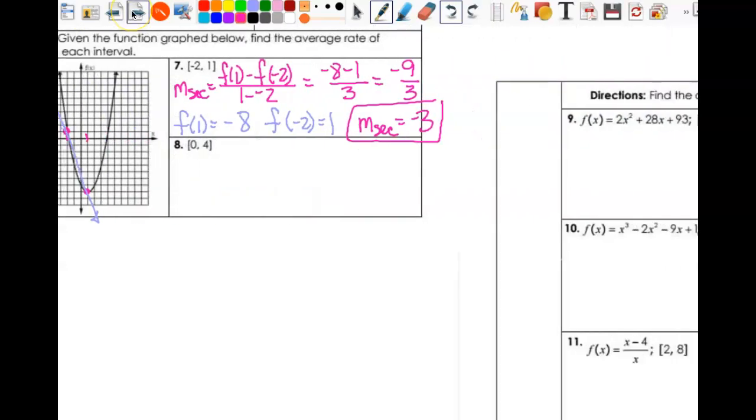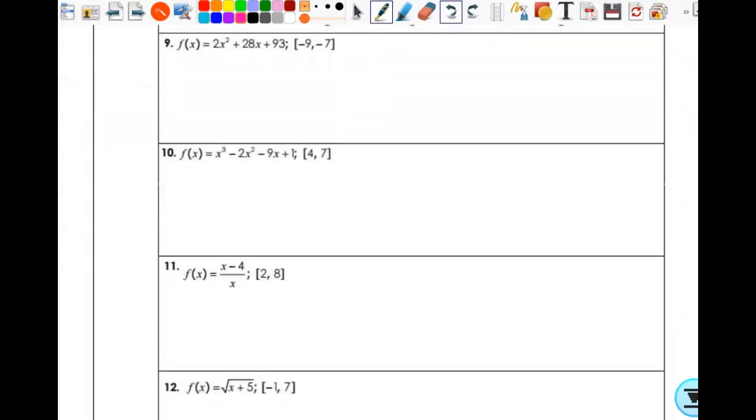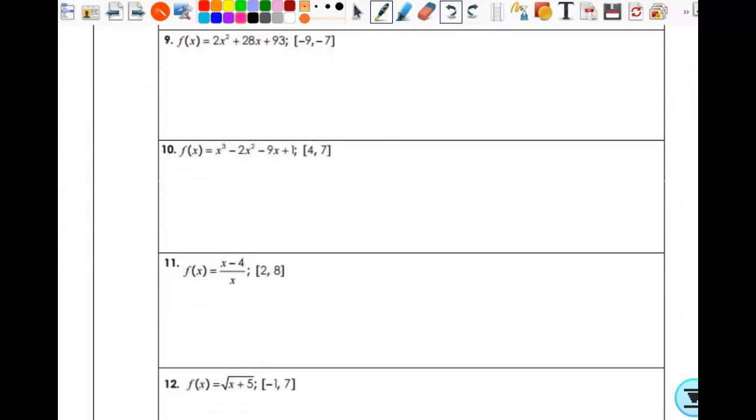Okay, so let's look at number 9. Average rate of change. Anytime you see rate of change, it should make you think slope, and then you got to figure out which one. Well, this is the average rate of change. It is the slope of the secant line. So I want the slope of the secant line. That's going to be equal to. Now, they have to give me an interval for that. They gave me the interval. This is my A, this is my B, right? So this is going to be f of negative 7 minus f of negative 9 over negative 7 minus negative 9.